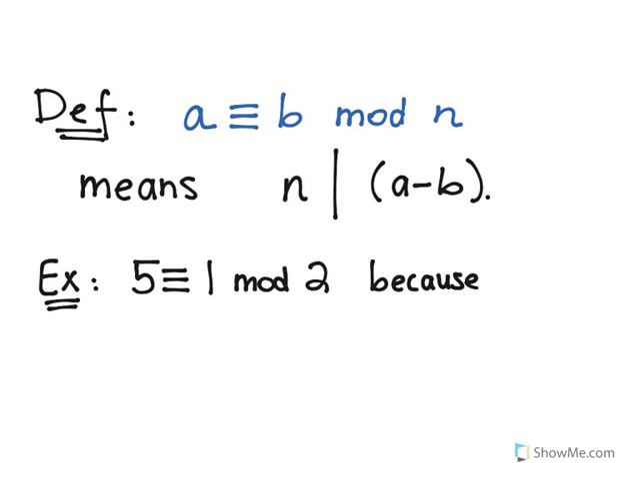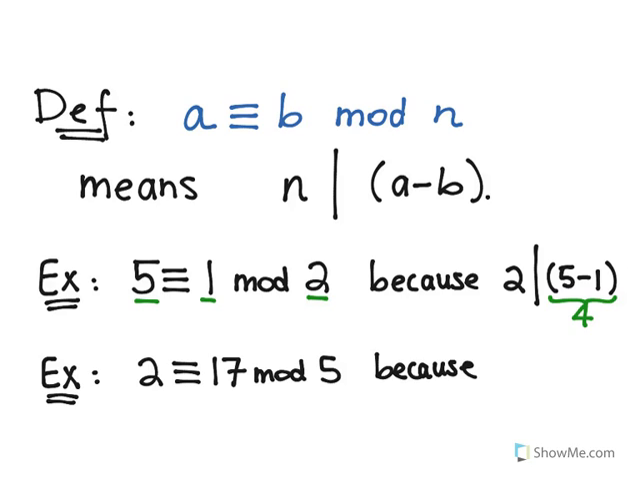For example, here's a true statement. 5 is congruent to 1 mod 2. Now, based on our rough definition, we believe this to be true because we can get from 5 to 1 by subtracting 2 twice. But now, based on this new definition, we have something even more concrete we can check. We should check that n, which in this case is 2, divides the difference 5 minus 1. Well, 5 minus 1 is 4, and it's indeed true that 2 divides 4 because 4 is equal to 2 times an integer.